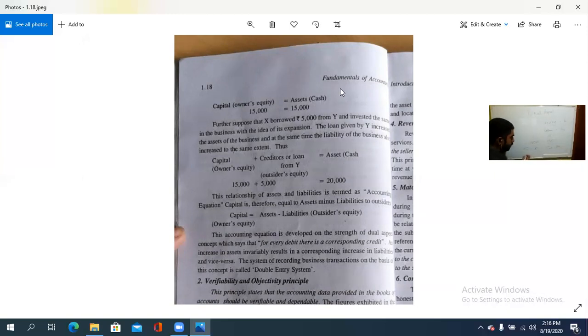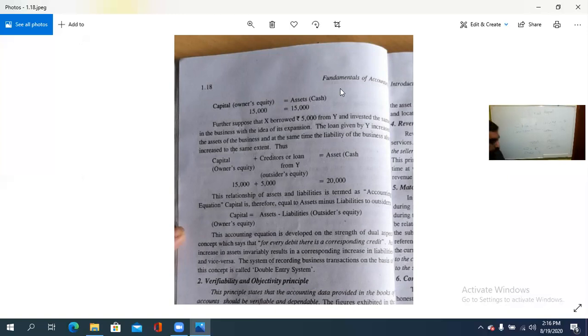That 5 is what? Creditors. കടം മേടിച്ചത് 5. So how it is to be the equation? Capital plus creditors is equal to cash. 15,000 plus 5,000 is equal to 20,000.